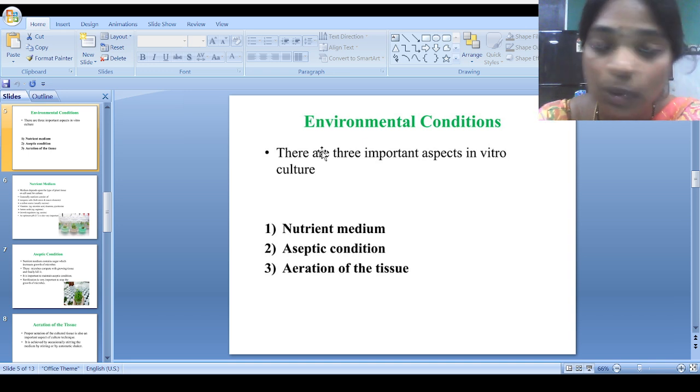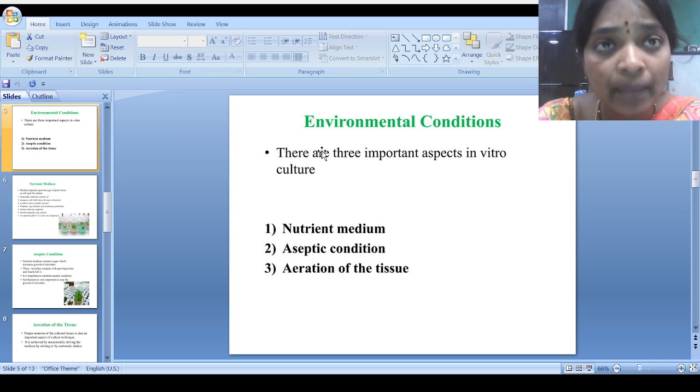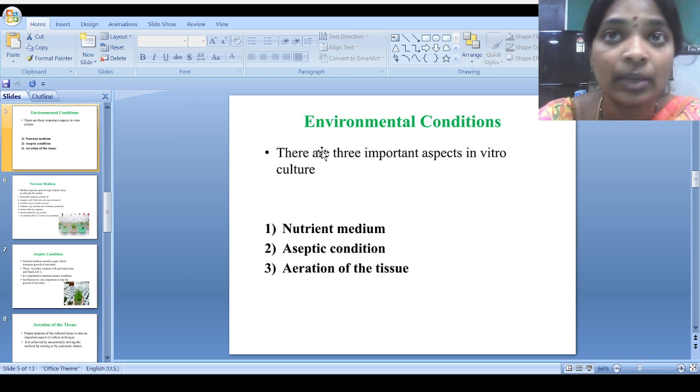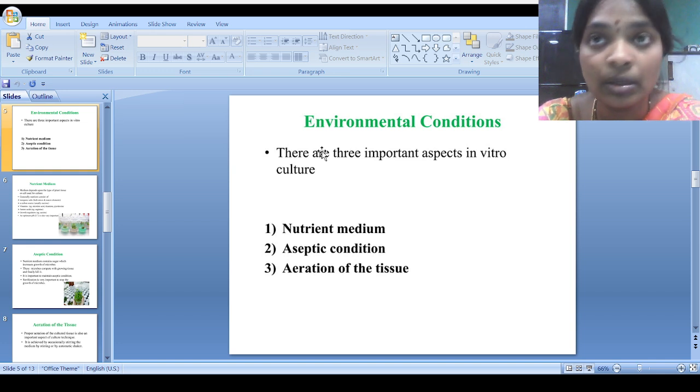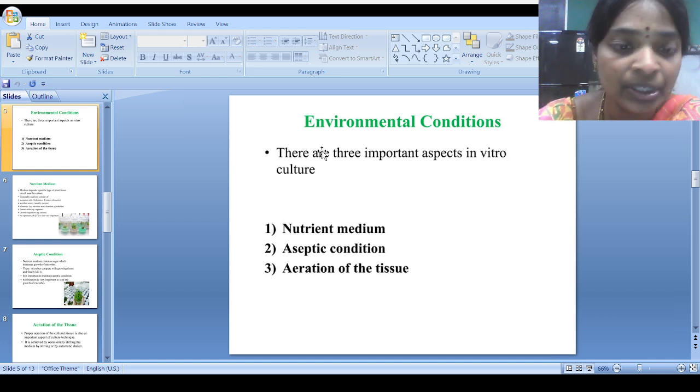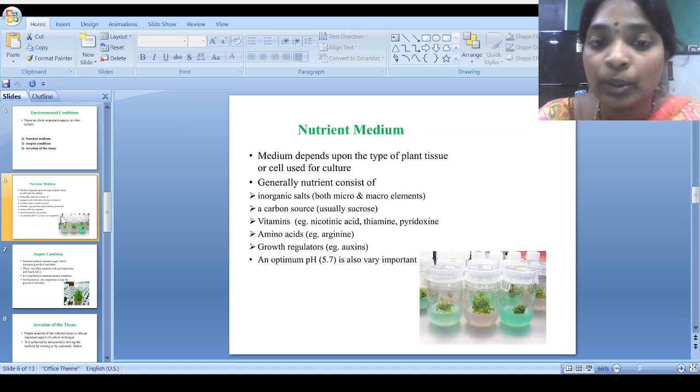But in vitro is not like that. They are completely sensitive, and they need nutrient media and some kind of sterile aseptic conditions, good aeration, good light, good photoperiodism. Everything should be maintained in vitro, right? So firstly we will talk about the nutrient media.